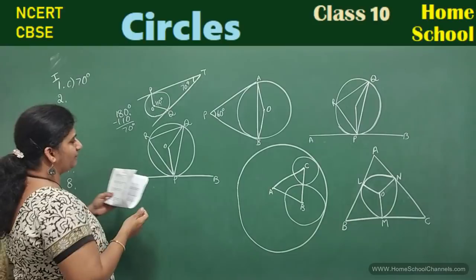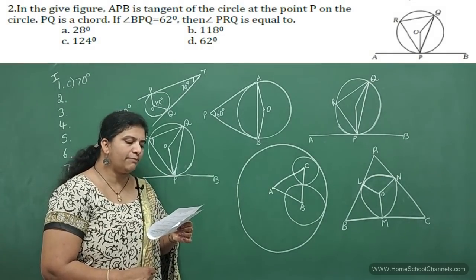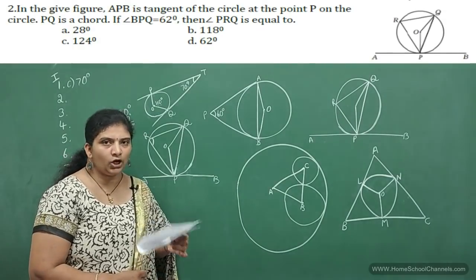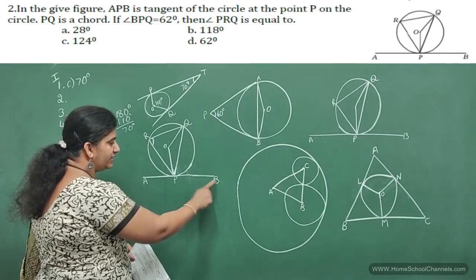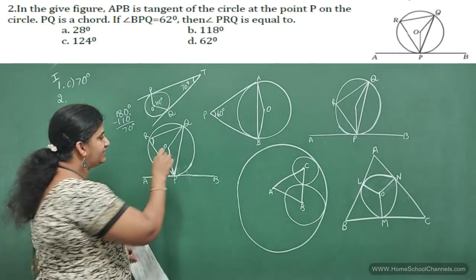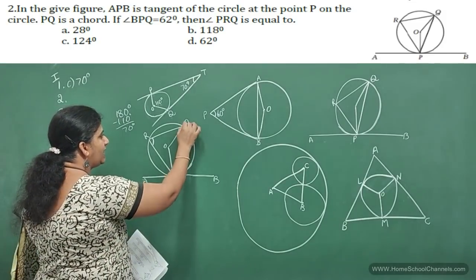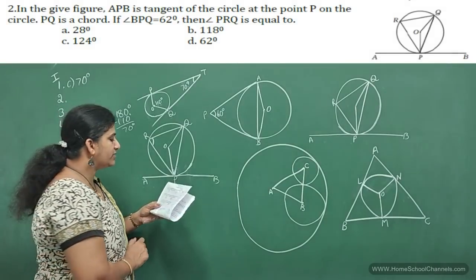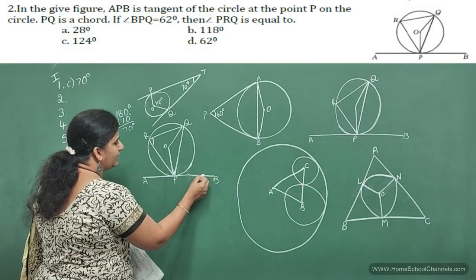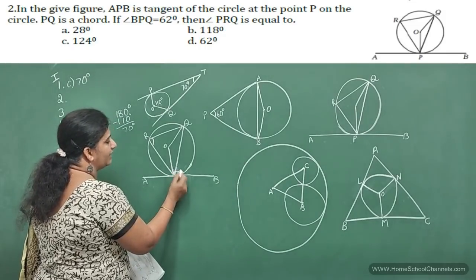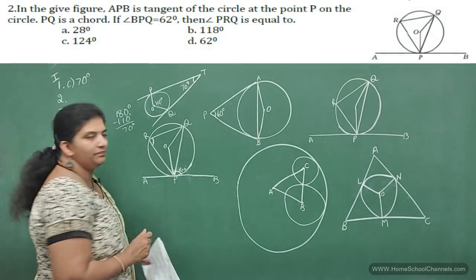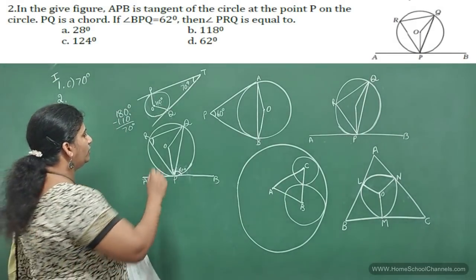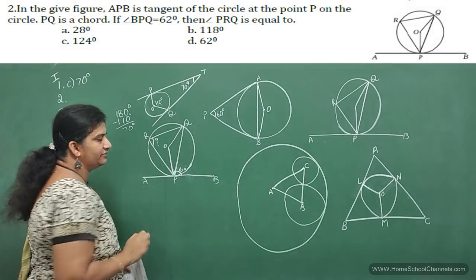70 degree. Second one, in the given figure, APB is a tangent to the circle from point P. PQ is a chord. So here APB is a tangent from point P to the circle with center O, and PQ is a chord. If angle BPQ is equal to 62 degrees, angle BPQ means only this angle. This angle is 62 degrees. You need to find angle PRQ. Where is PRQ? This angle we need to calculate.